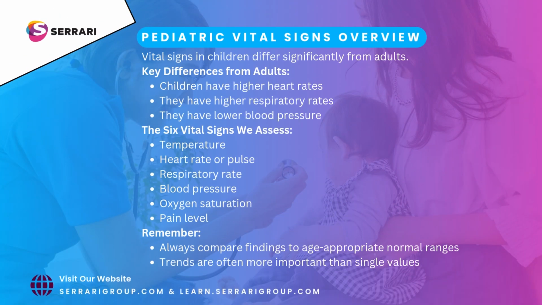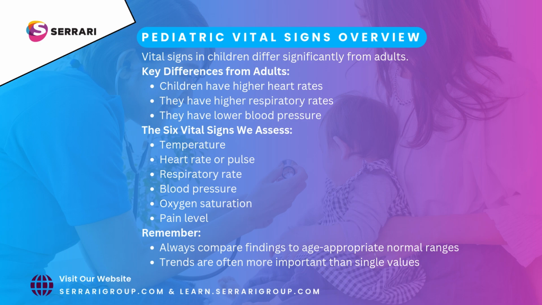Pediatric vital signs overview. Vital signs in children differ significantly from adults. Key differences from adults: children have higher heart rates, they have higher respiratory rates, and they have lower blood pressure. The 6 vital signs we assess.